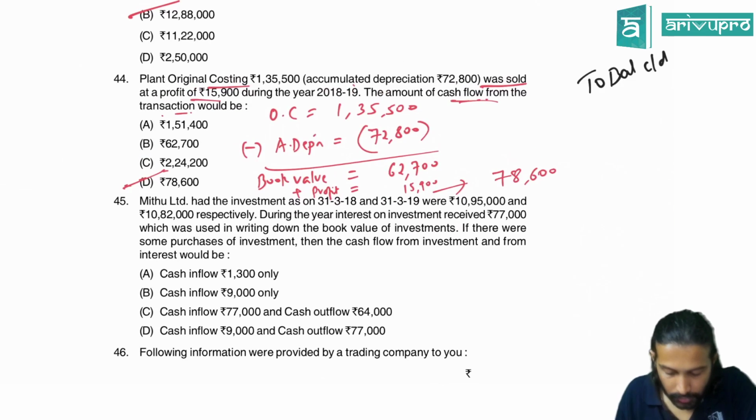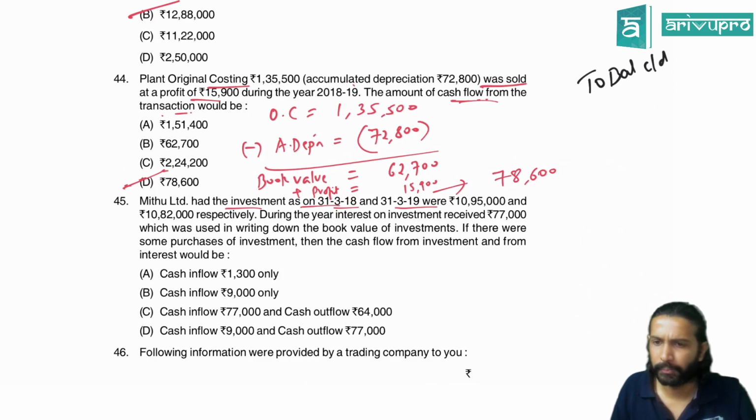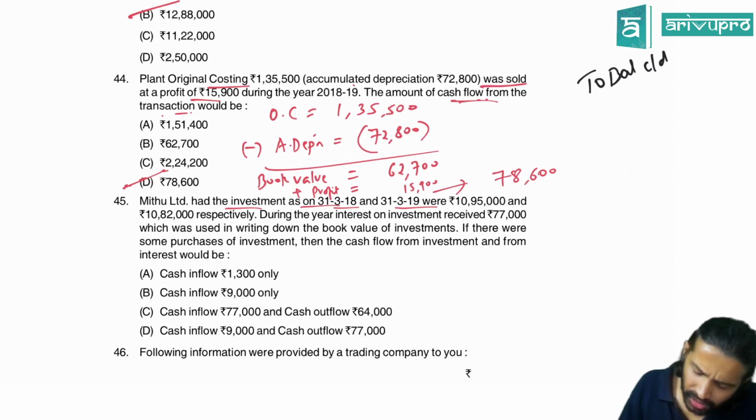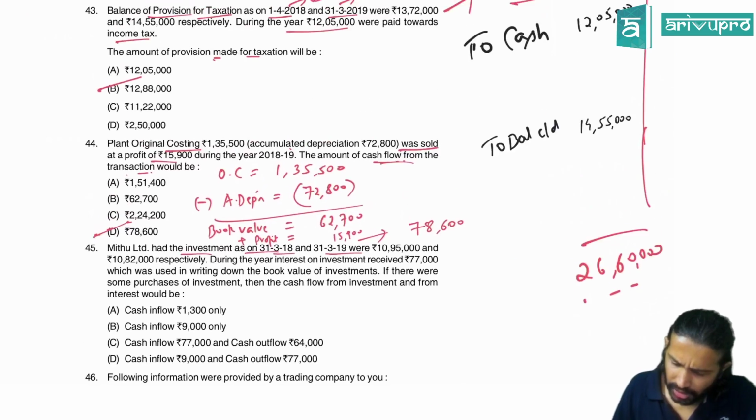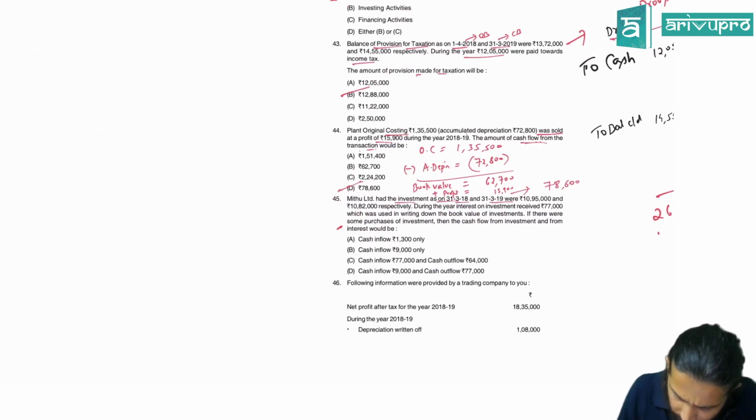Next, Mithu Limited had an investment as on 31st March 2018 and 31st March 2019. Why have they given 31st March 2018? That is last year's closing balance, no? Last year's closing is this year's opening, that's all. Same investment account. Maybe we'll do it here again. Let's see what happens.